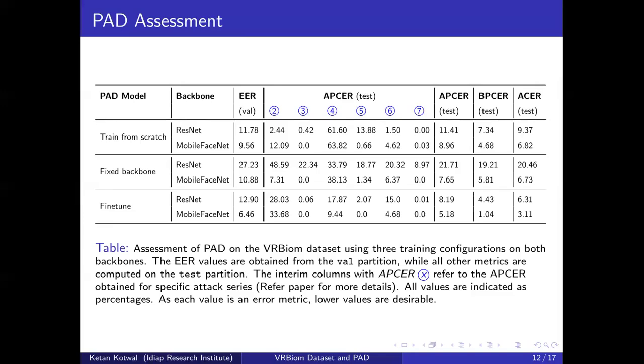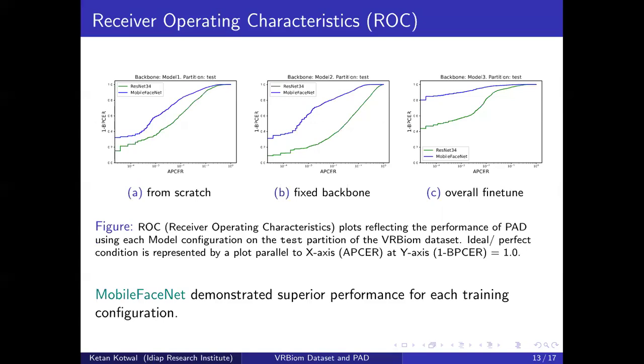Now we can also have a look at the receiver operating characteristics of the same results. Here, the plots in green correspond to the ResNet backbone, and the plots in blue correspond to a MobileFaceNet. As you can see, it's meant for each of the training configurations we have. The ideal condition, let's say where the system is perfect, is represented by a plot which is parallel to the x-axis at y equal to 1, that is, at the top of the plotting area.